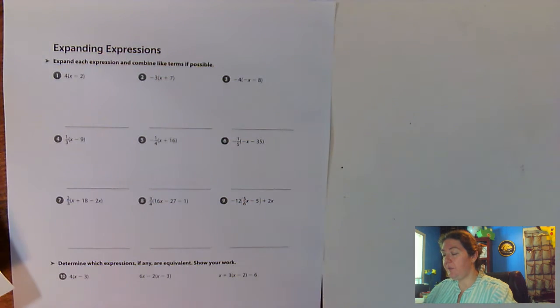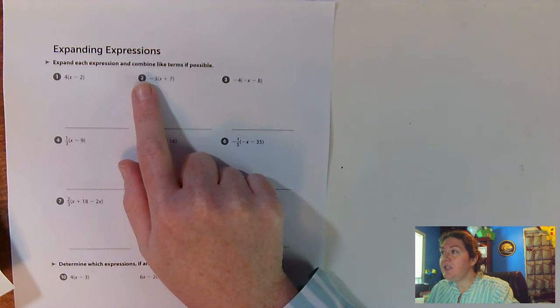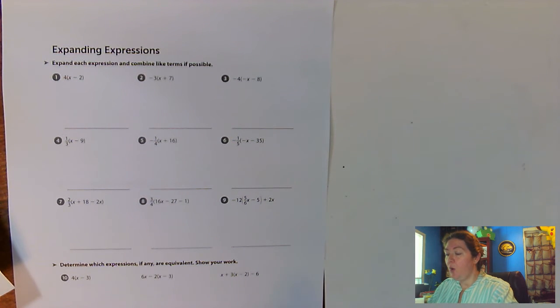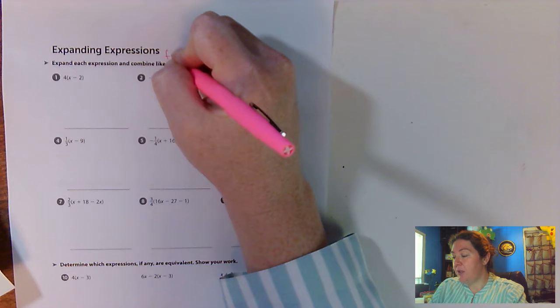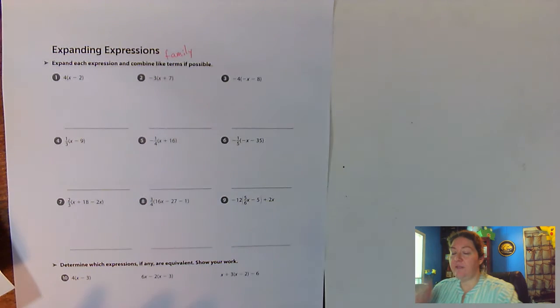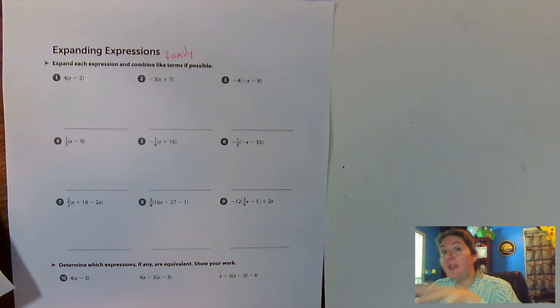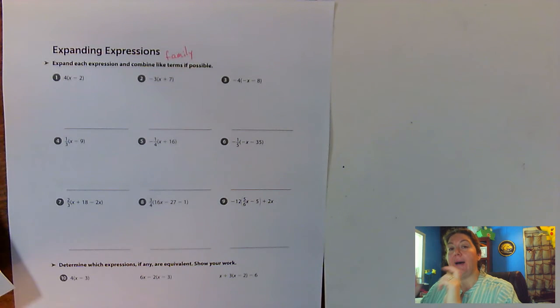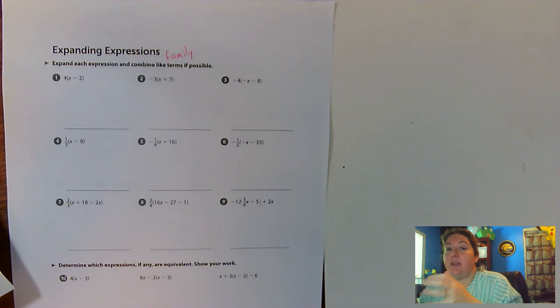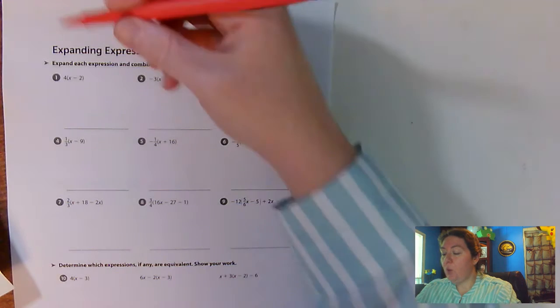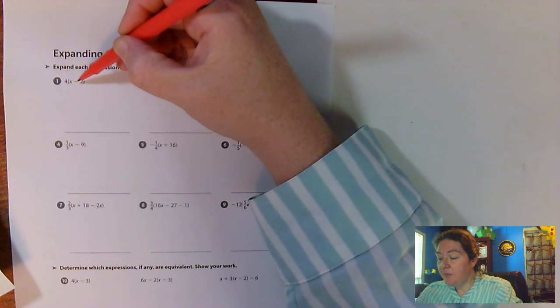Alright, let's get started. If you'll notice, it says expand each expression and combine like terms if possible. When I think of combine like terms, I think of families. Remember we talked about keeping the families together. Remember we talked about the X family, the Z family, the plain Jane family. That's what combine like terms means. It's the families. We keep families together.